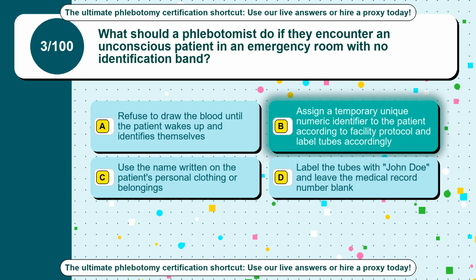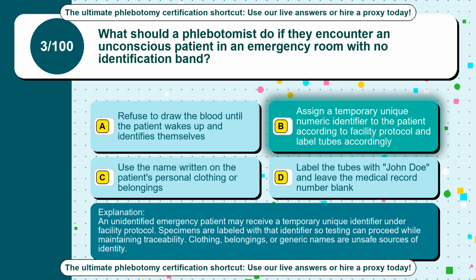The correct answer is Option B, assign a temporary unique numeric identifier to the patient according to facility protocol and label tubes accordingly. An unidentified emergency patient may receive a temporary unique identifier under facility protocol. Specimens are labeled with that identifier so testing can proceed while maintaining traceability. Clothing, belongings, or generic names are unsafe sources of identity.